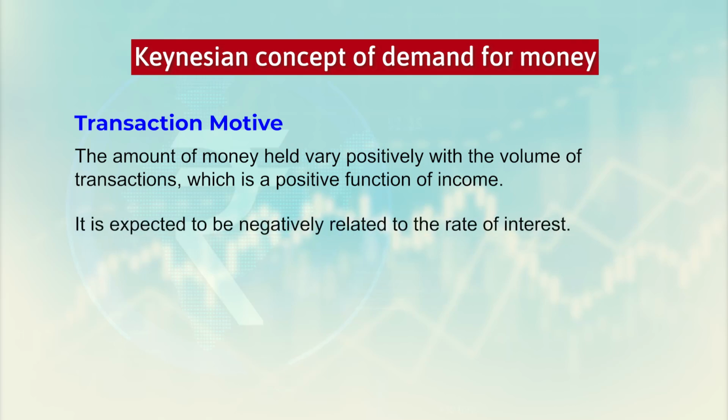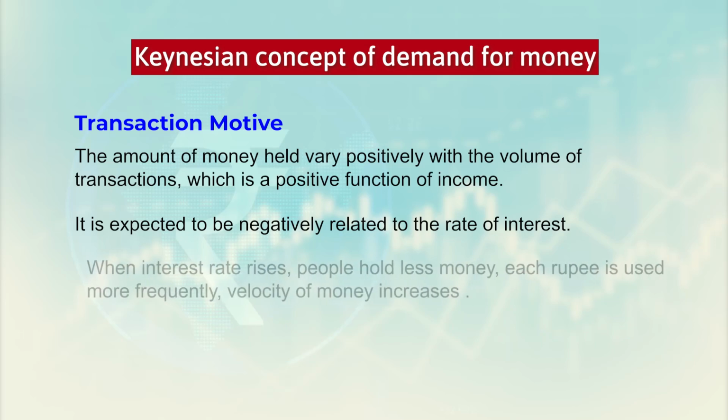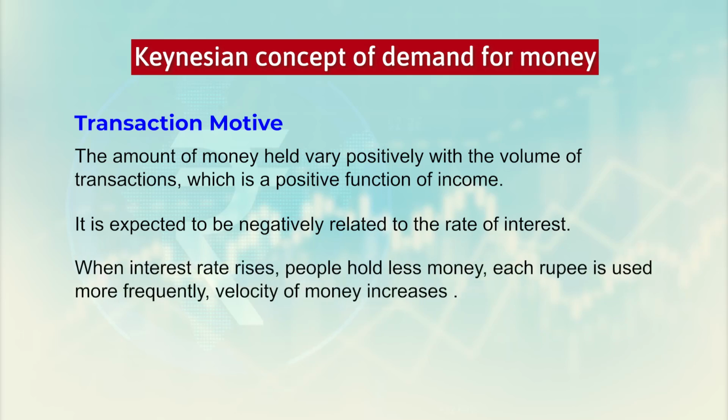So it is expected that the money demand is directly related with income, but on the other hand, the transaction demand for money also depends on something else other than income, which is called the rate of interest. The relationship between rate of interest and the money demand is negative. This comes under the transaction motive. So when interest rate rises, people hold less money. When interest rate falls, people hold more money.